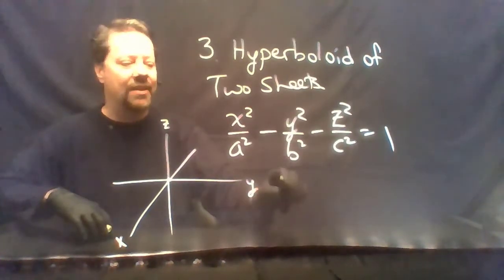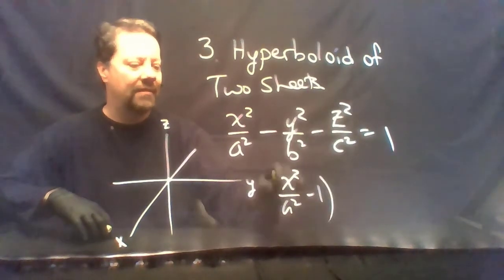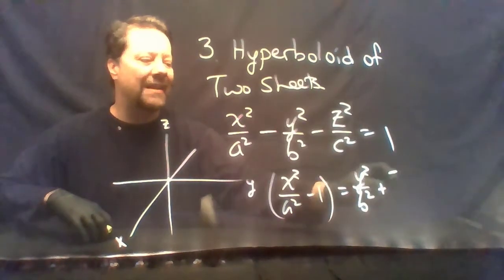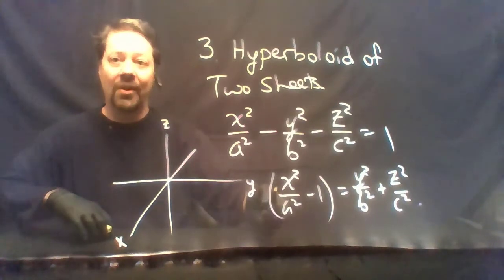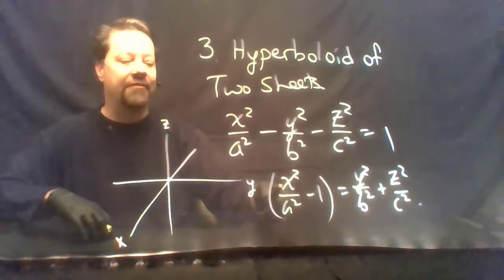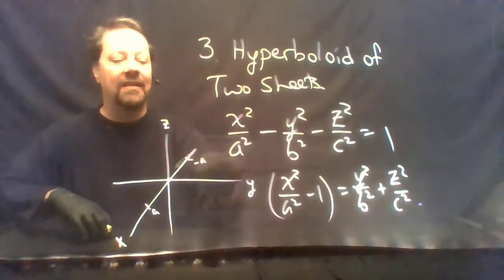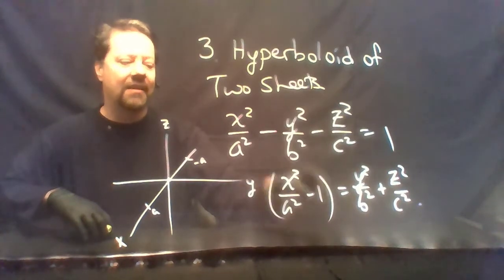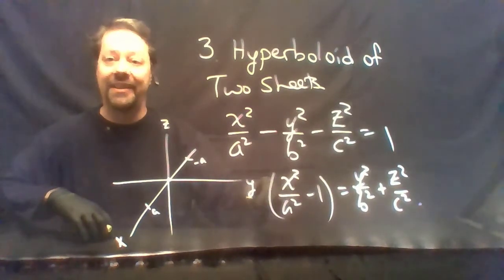Note that we can rearrange this to be x squared over a squared minus 1 equals y squared over b squared plus z squared over c squared. You can only get points on the graph when x is at least a or less than minus a. In between, you get nothing, because there we'll have something negative here and something positive. X has to be bigger in order to get something positive here.